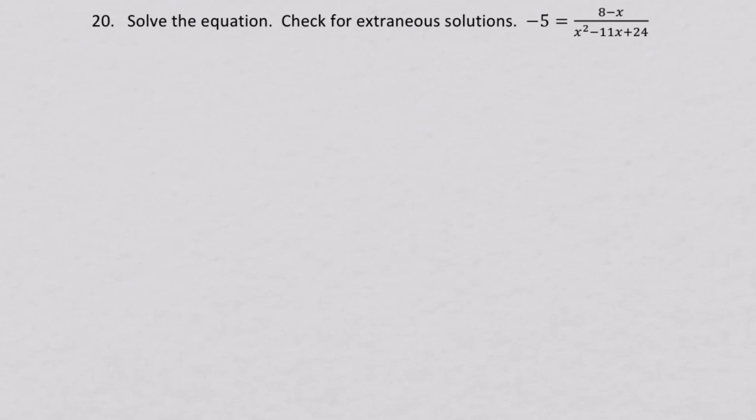Alright, so once again, number 20, try it on your own. Negative 5 equals 8 minus x over x squared minus 11x plus 24. Go ahead and try it. Pause the video right now. A hint I can give you is put that 5 over 1 so that you can solve it, and then factor everything.